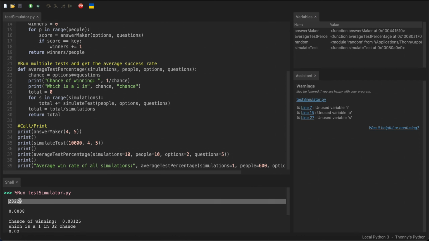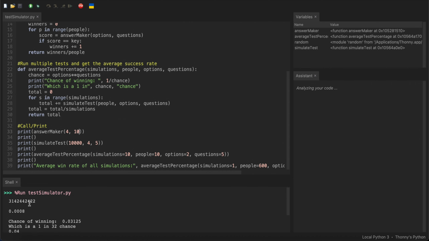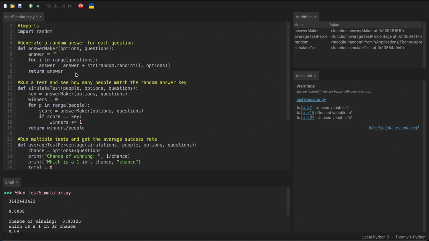In this case, it's just an answer key. So you can see we get that. And if we up this to say 10 questions, you'll see we get twice as many numbers here. So it's just a way to generate an answer that we'll be using later.